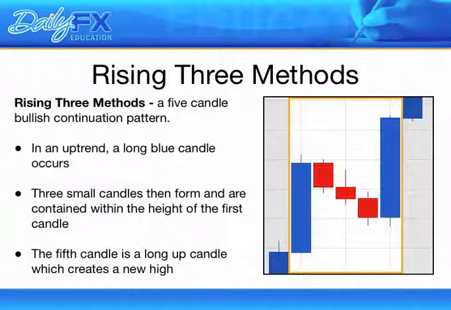The number of candles in this formation can vary. The key is to identify a solid blue up candle. Then a series of candles will form inside the high and low of the first candle.